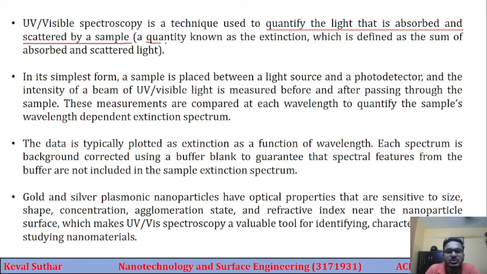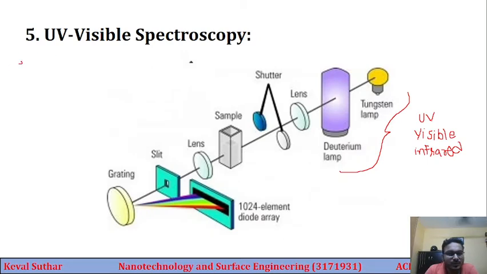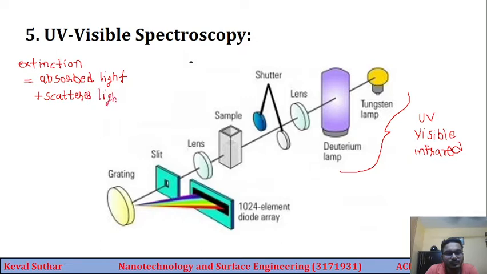So here this quantity is known as extinction, which is defined as the sum of absorbed and scattered light. So here, if I need to write it down, extinction is equal to absorbed light plus scattered light. So this is the formula for this method.